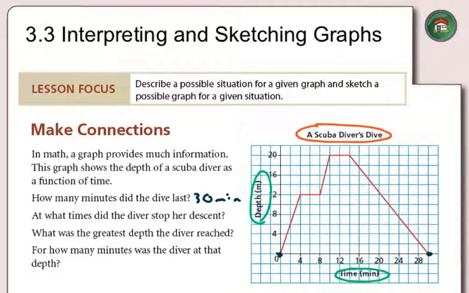At what times did the diver stop the descent? Well, stopping a descent means that the depth doesn't change. We have two places that this happened. Right here, that would be between 4 and 8 minutes. Another place here, between 10 and 14 minutes.